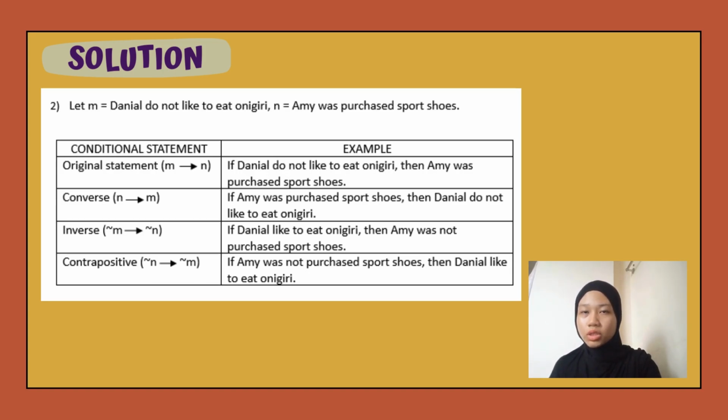The second conditional statement is the converse, N implies M. If Amy purchased sports shoes, then Daniel does not like to eat onigiri. The third conditional statement is the inverse, not M implies not N. The example: if Daniel likes to eat onigiri, then Amy did not purchase sports shoes. The last conditional statement is the contrapositive, not N implies not M. The example: if Amy did not purchase sports shoes, then Daniel likes to eat onigiri.